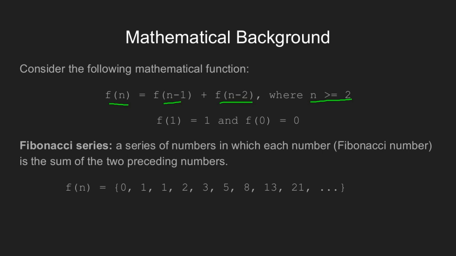This function gives us a series of numbers called the Fibonacci series. So what's special about the Fibonacci series? Well, what's special is that it has a simple recursive definition. As you can see, the Fibonacci series is defined as a series of numbers in which each number is given by the sum of the two preceding numbers. For example, we get f2 by adding f0 and f1. We get f3 by adding f1 and f2, and so on.